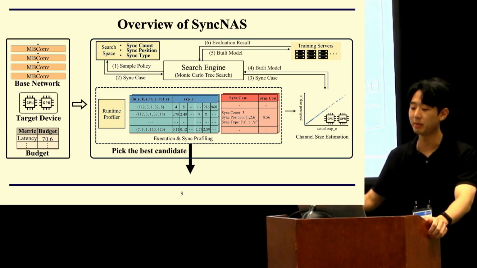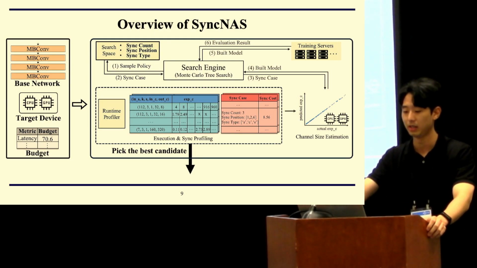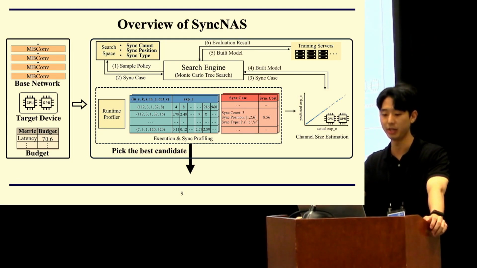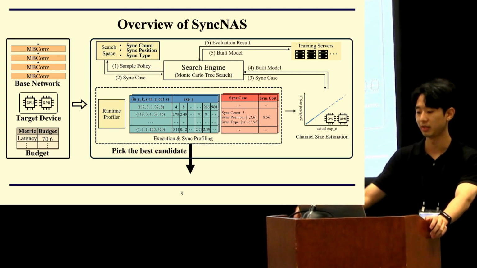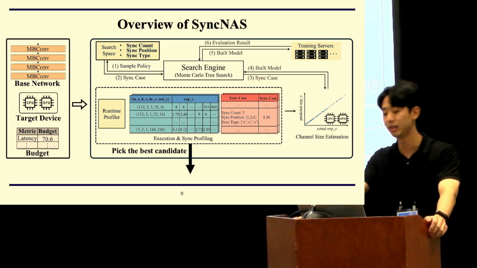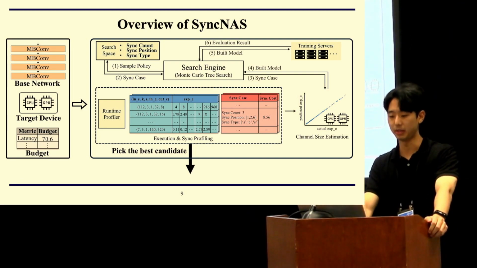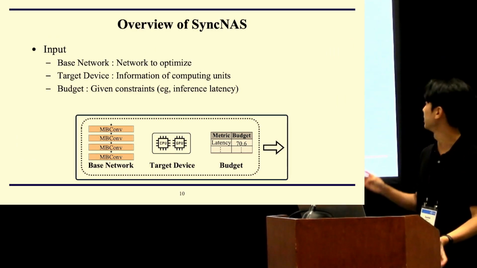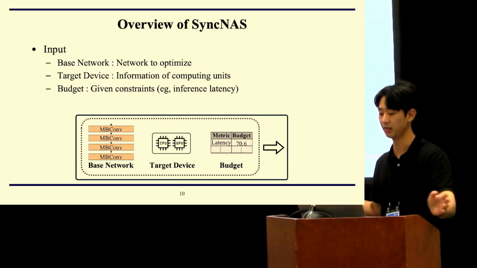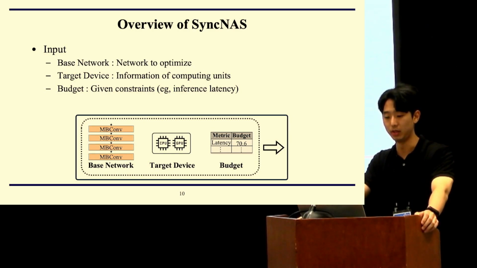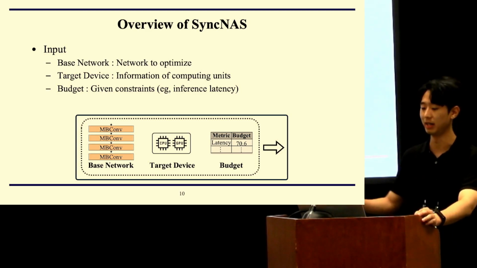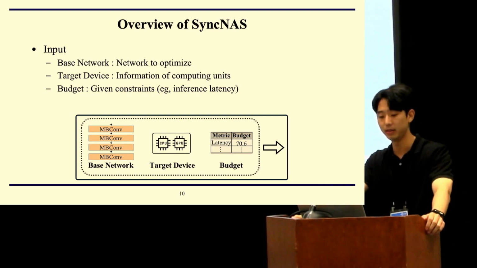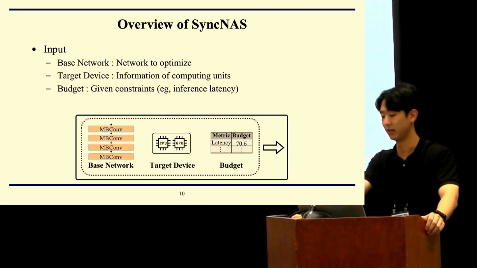Here is the high-level overview of the SyncNAS framework. When the inputs, like a baseline network, target device information, and latency budget, are given, SyncNAS automatically searches and evaluates models, then picks the best candidate model. Then let's take a closer look step by step. First, input. SyncNAS takes a baseline network, target device information, and a target budget like latency as input. The baseline network is the network to optimize, and the target device is the information of available computing units. And lastly, the budget is given as a constraint like inference latency.